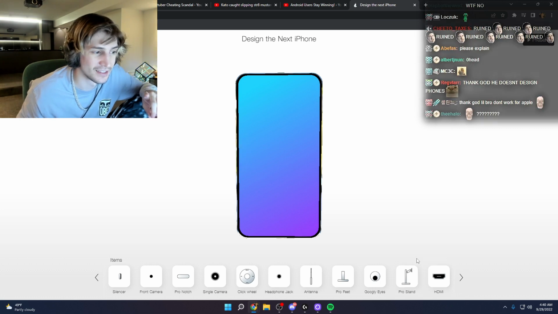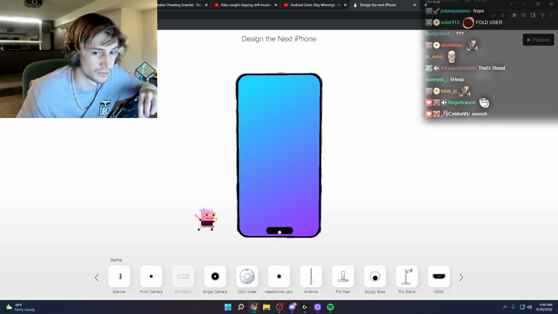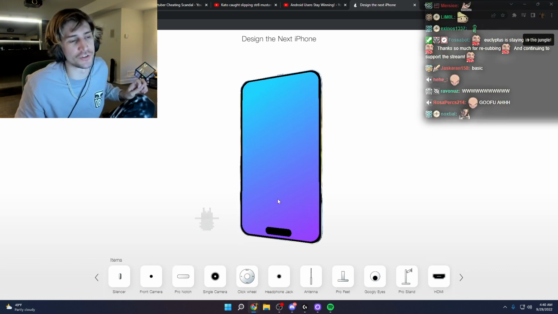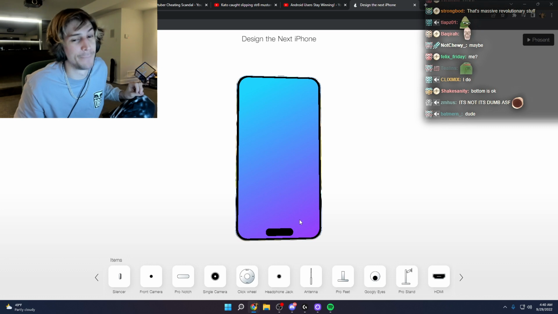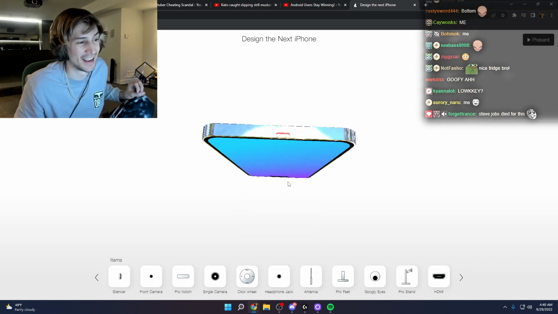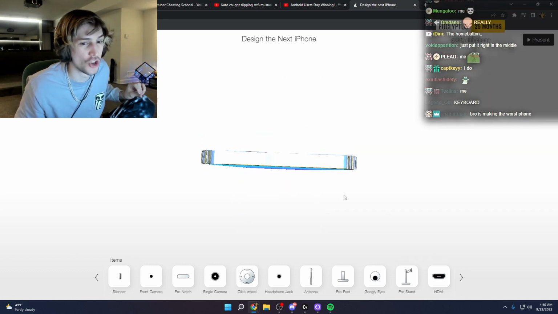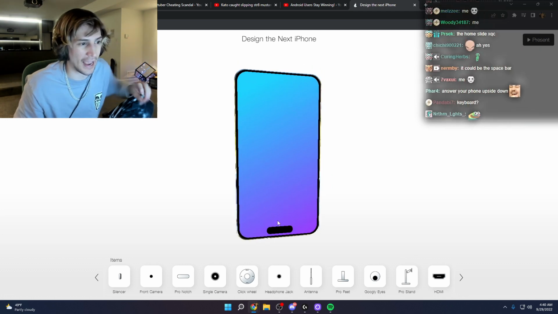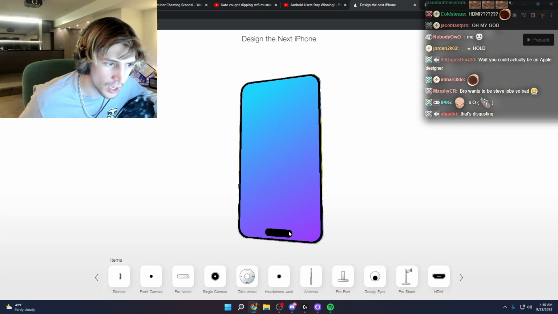Unless you put it at the bottom. Chat, who needs the bottom portion of the screen anyway? Bottom notch, kind of five head. Silencer, no more. Awesome. No more silencer. Hey, low key, it's gonna go hard!